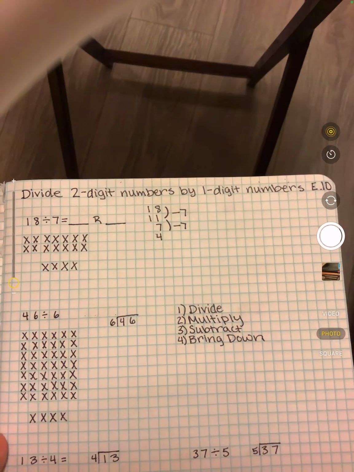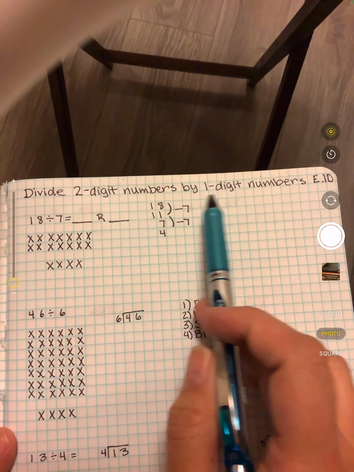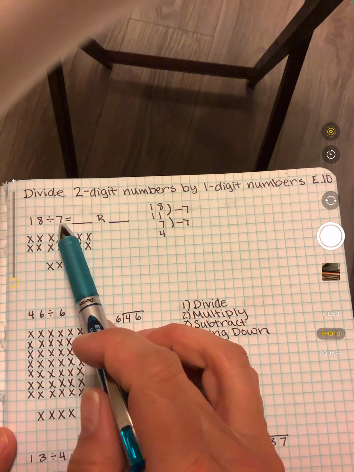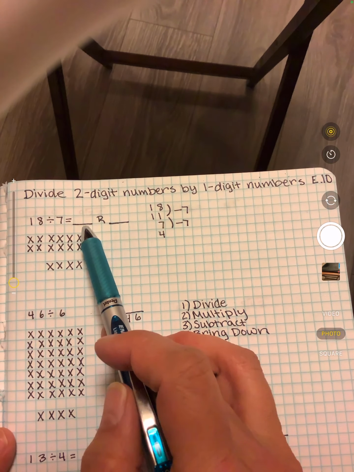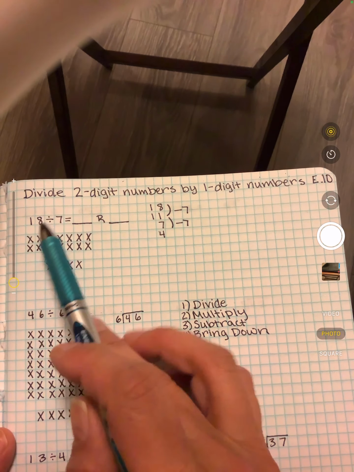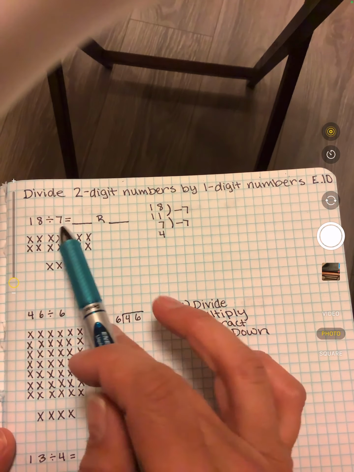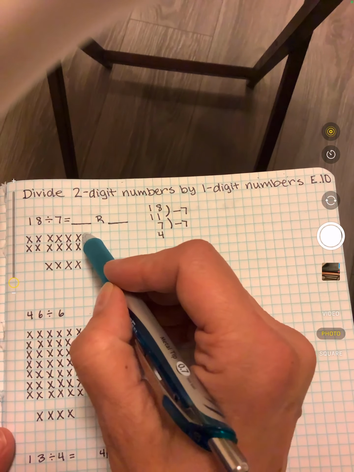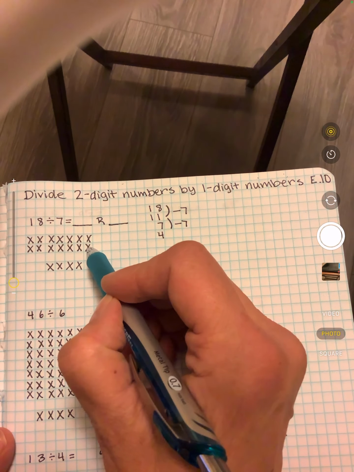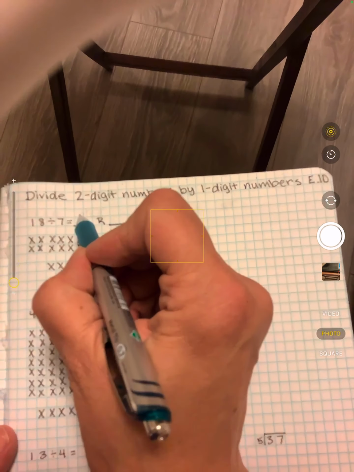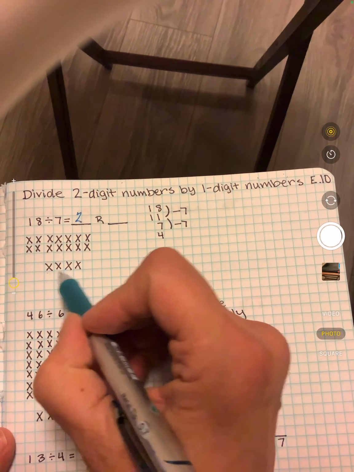Okay, so we're going to divide two-digit numbers by one-digit numbers, okay? So 18 divided by 7 equals blank, remainder blank, okay? So you can do the arrays where you put groups of 7, okay? And you can see that I have two groups of 7, okay? And then I have 4 left.